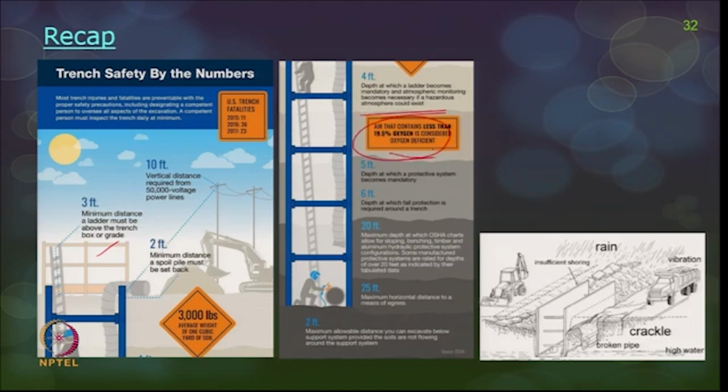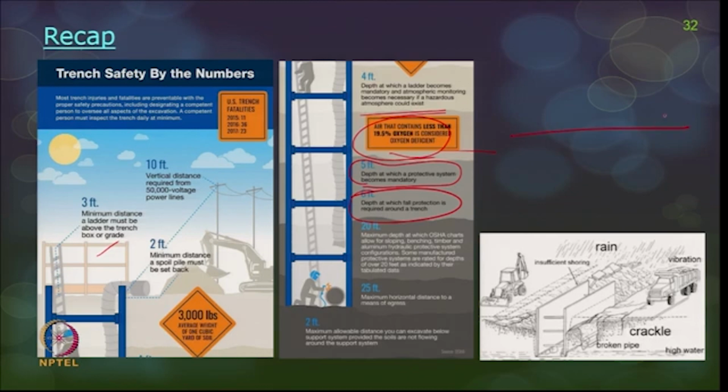You have to look for contamination in the air, and air quality checks have to be done when you go below 4 feet down. From 5 feet onwards, protective systems become mandatory. You have to think of shoring or shielding systems. And the next is 6 feet and down, you have to really look at fall protection. The workers have to have all the fall protection means, and you may also have to have guardrails above your pits.